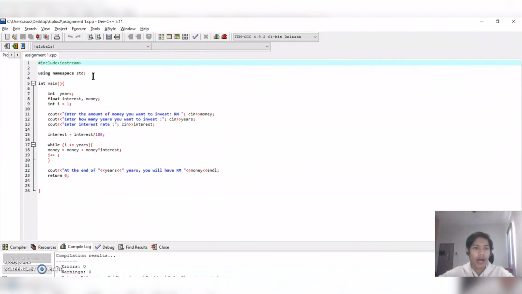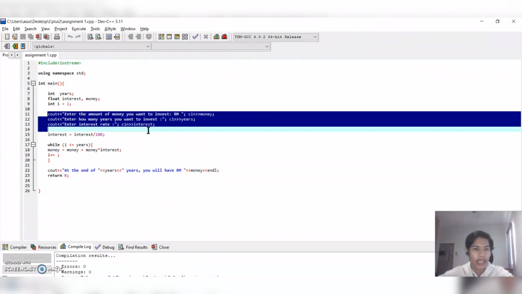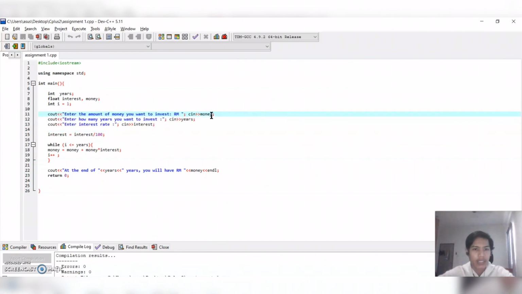So this is the programming for our question. First, we initialize the years as integer because the years cannot be in float, and then the interest and money must be in float because both of them have decimal places. And then we initialize I equals to 1. So first we prompt and get the amount of money, the years and the interest rate. The amount of money, we will store in the money variable. The years we will store in the years variable, and the interest we will store in the interest variable.